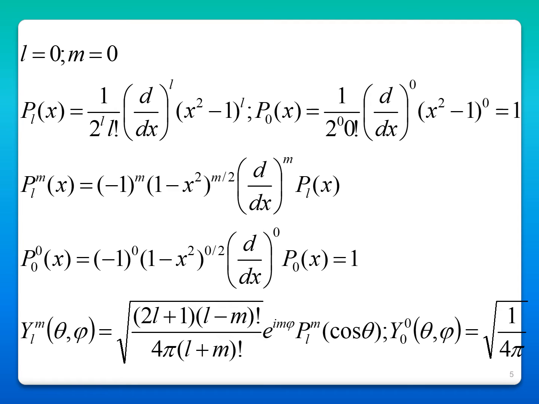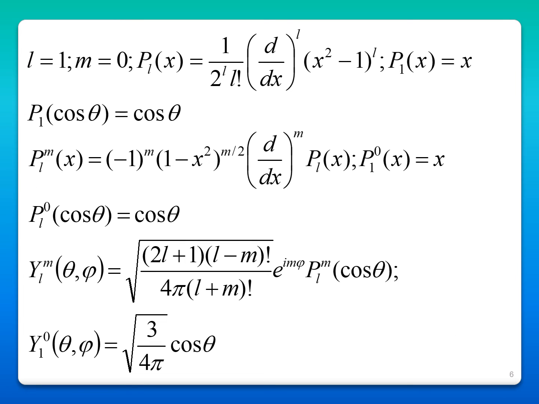So first, you take l equal to 0. If l is equal to 0, m is equal to 0. In the P_l of x equation, you substitute l equal to 0, and you get P_0 of x is equal to 1. Similarly, for P_lm, if you substitute l equal to 0 and m equal to 0, we get P_00 of x is equal to 1. So for Y_lm of theta and phi, here also you substitute l equal to 0 and m equal to 0. You end up with Y_00 of theta and phi is equal to square root of 1 by 4 pi.